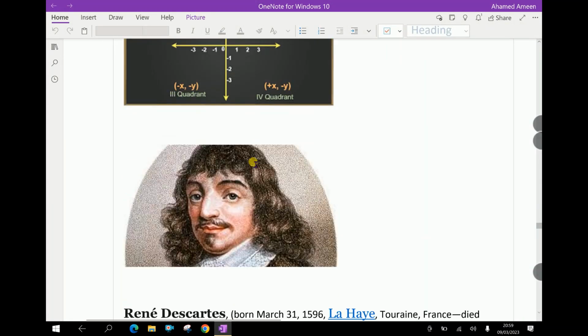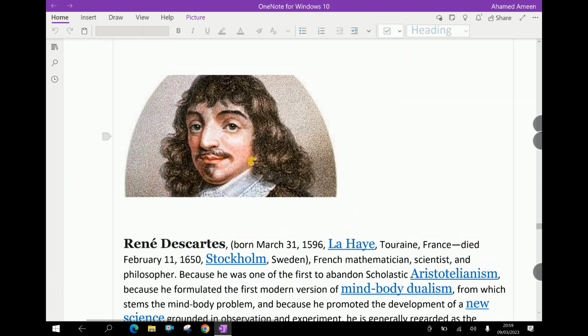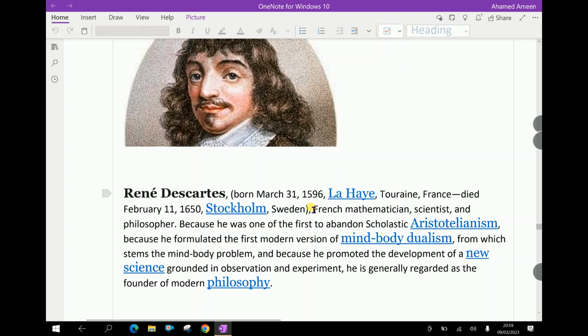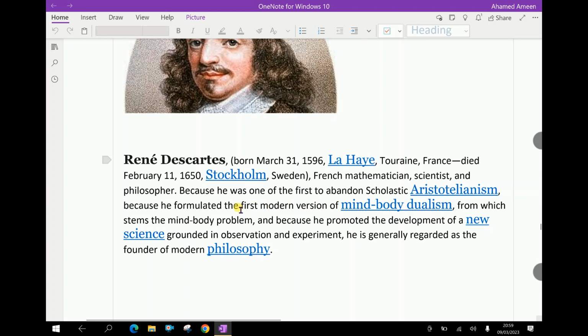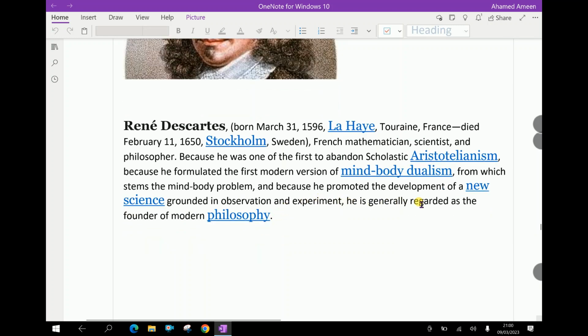Next we will discuss Cartesian coordinates. René Descartes, born March 31, 1596, was a French mathematician, scientist and philosopher. He was one of the first to abandon scholastic Aristotelianism, he formulated the first modern version of mind-body dualism, from which stems the mind-body problem, and he promoted the development of a new science grounded in observation and experiment. He is generally regarded as the founder of modern philosophy.